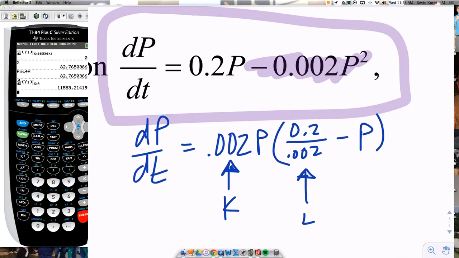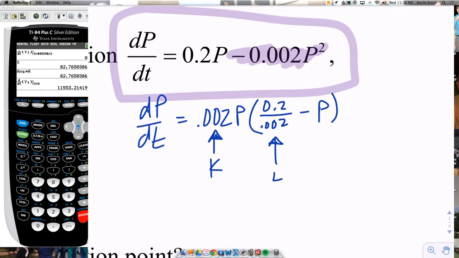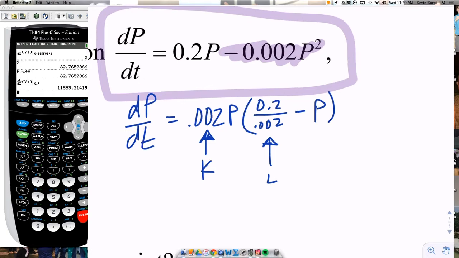Now, I guess on a free response, you can leave it like that. That's numeric, but you'd have to state that. But let's do something with it. What is 0.2 divided by 0.002?